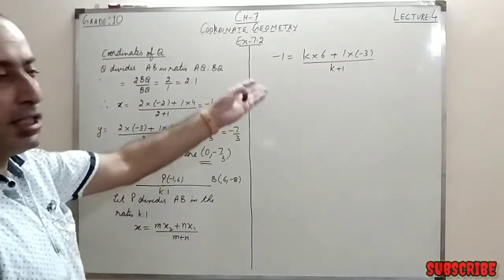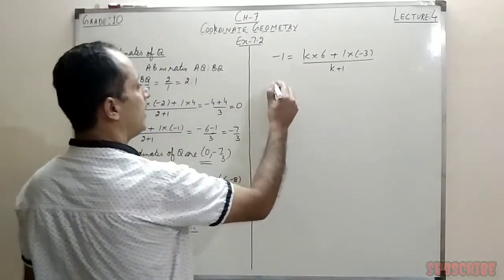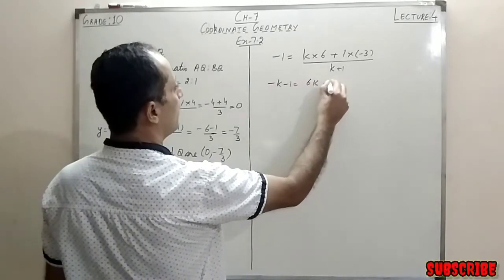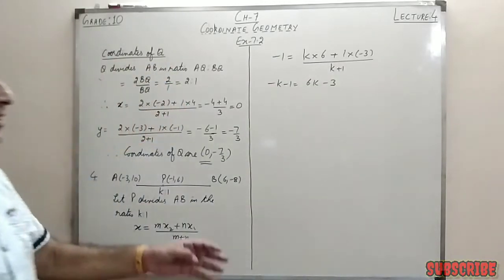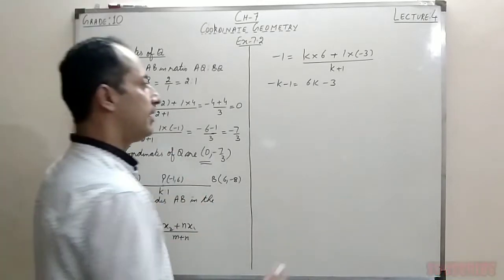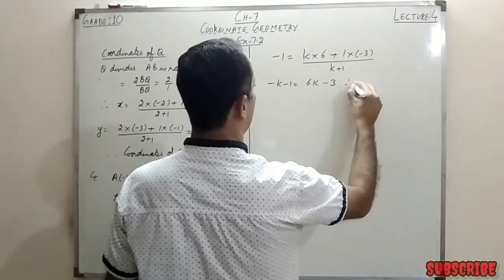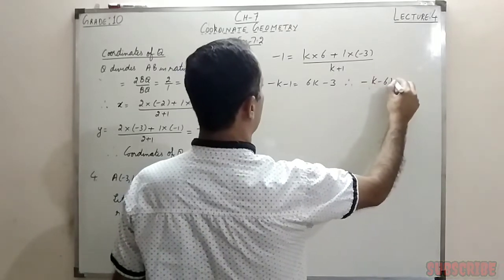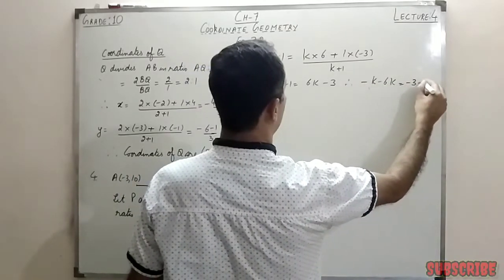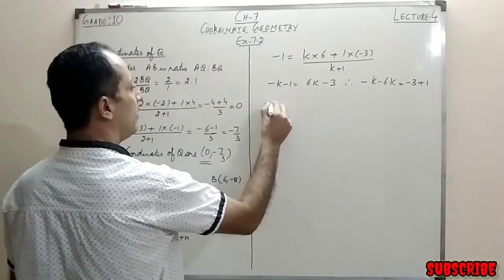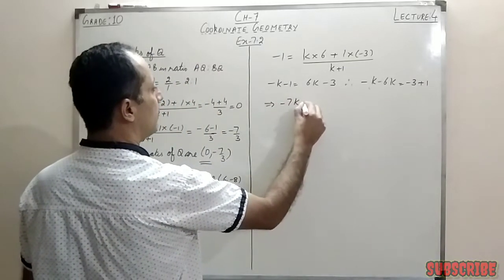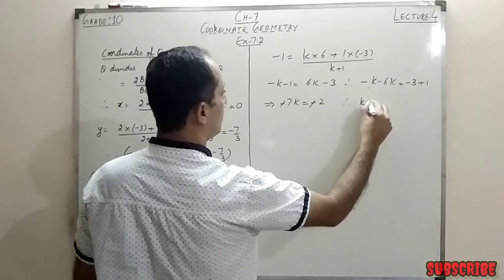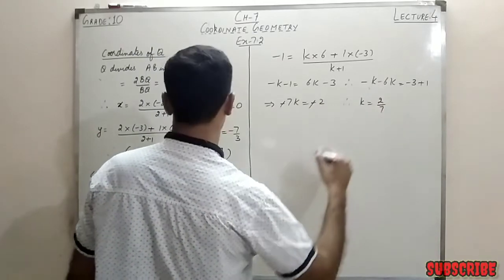Right? Now we cross multiply this k plus 1 on the left side. This becomes minus k minus 1 equal to 6k minus 3. We shift the 6k on the left side, minus 1 on the right side. So we have minus k minus 6k equals minus 3 plus 1. So we have minus 7k equals minus 2, minus gets cancelled. The value of k comes out to be 2 is to 7.